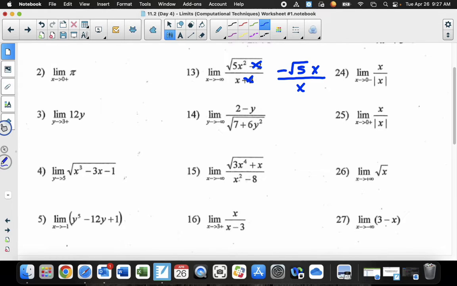And now we simplify all the way down as much as we can. In this case, the x's cancel out. There's nothing left to do. There's your answer right there. It is a negative square root of 5 is your limit for that one.